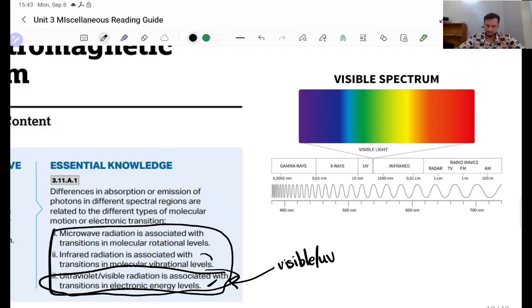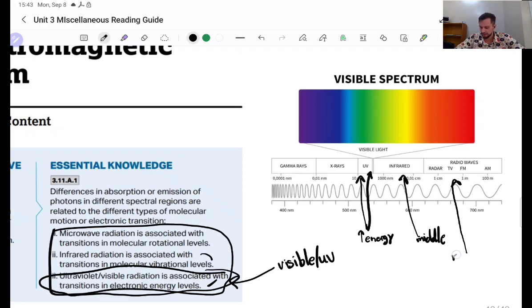The other thing I think you can just look at is, if you look at their wavelengths, you can see, okay, UV and visible light are the shortest wavelength. That means it's high energy. And then infrared is like the middle energy. And then we have microwave, which is like the lowest energy because it's longer wavelength. So that means it's lower energy.